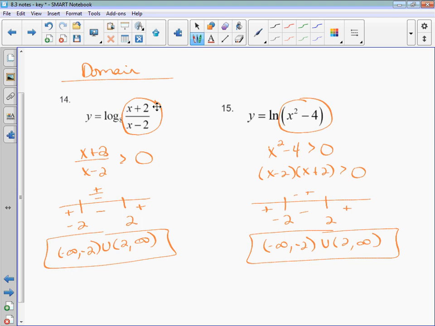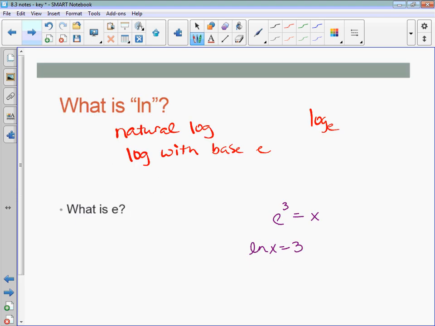We have to talk about natural log, but then that's it. And E. Remember how E is a number? All right, we're okay with domain? Anybody questions so far? We're almost done.